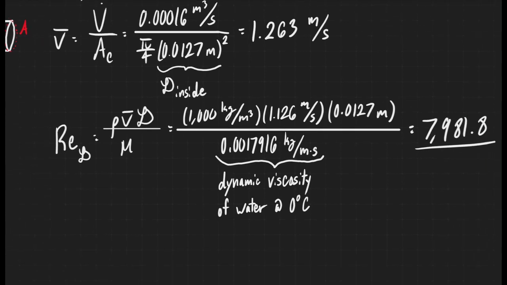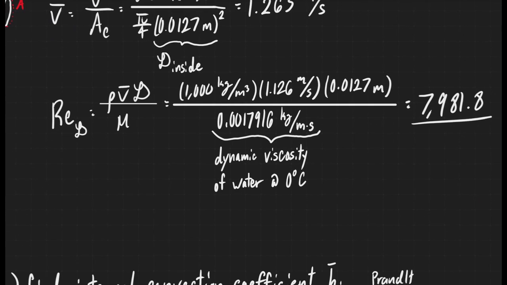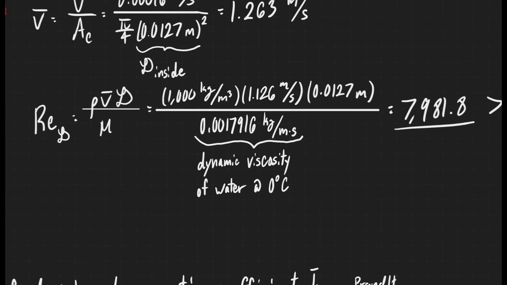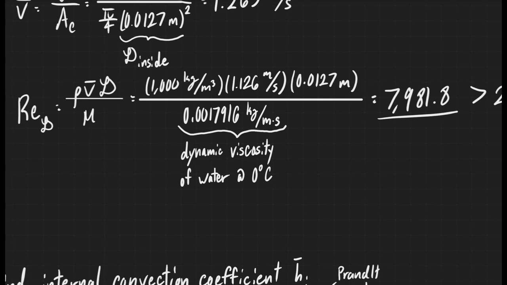And once I know my mean velocity, I can then find my Reynolds number, which is my density times my mean velocity times my diameter of the inside of the pipe, so the actual area of the pipe that the water is flowing through. And then all of that divided by my dynamic viscosity of the water, evaluated at 0 degrees Celsius. Since my water is entering in from an ice bath, I'm evaluating all of my temperature-dependent fluid properties at 0 degrees Celsius, and I'm also at atmospheric pressure.